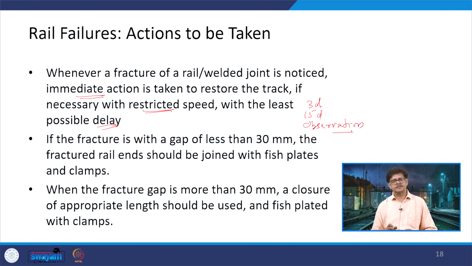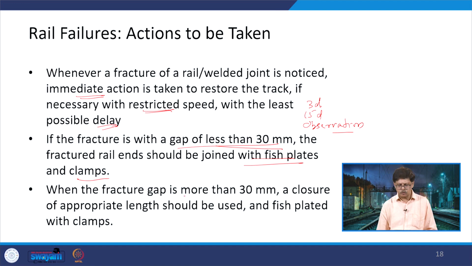And if it is found that something is happening, then the appropriate action is to be taken. If the fracture is with a gap of less than 30 mm, the fractured rail ends should be jointed with the fish plates and the clamps. So, we can push in the fish plates there along with the clamps, and that can remain there.